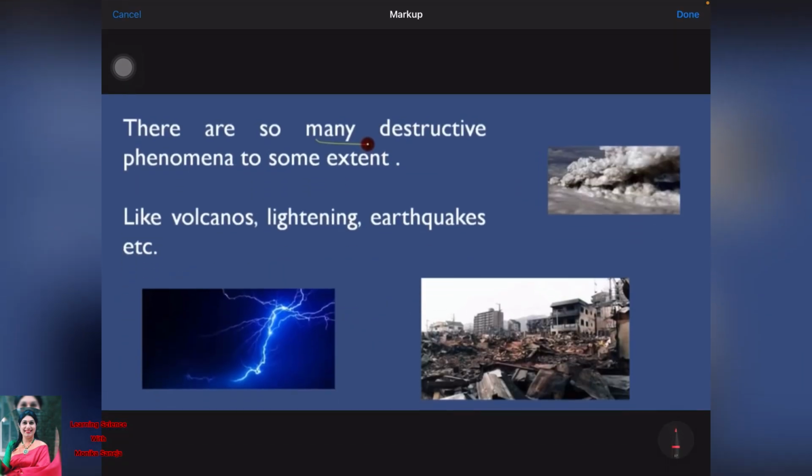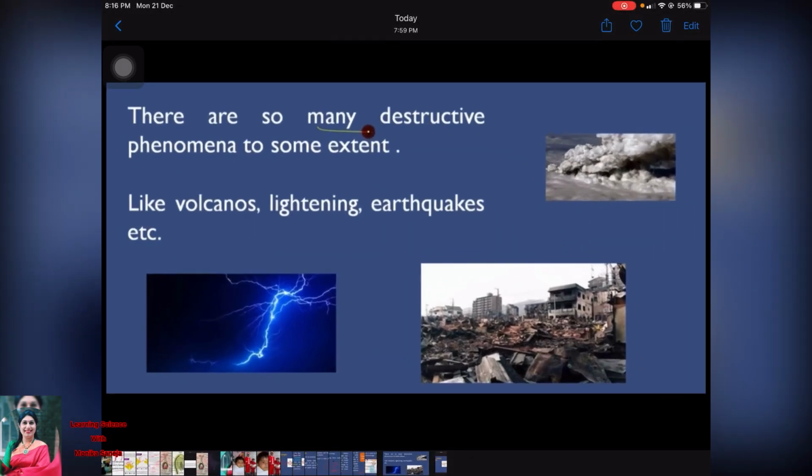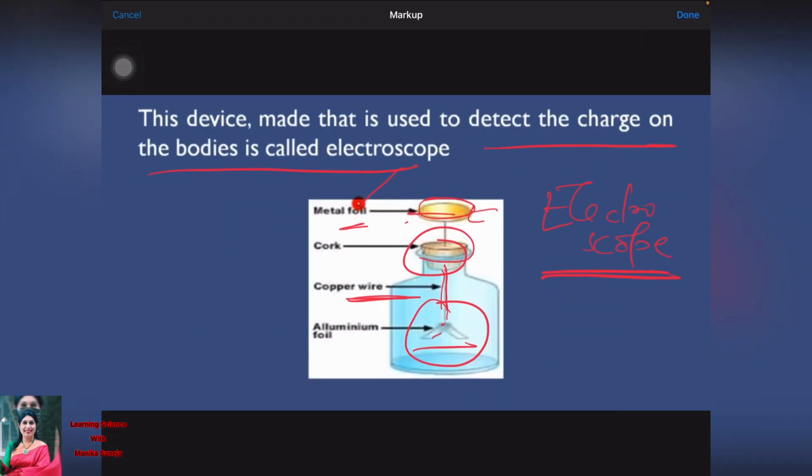Now we will do lightning and thunder in the next video, beta ji. You have to read the chapter up to the electroscope, and the transfer of charge you have to do yourself. You have to draw the diagram also from the book, and you have to read the chapter.